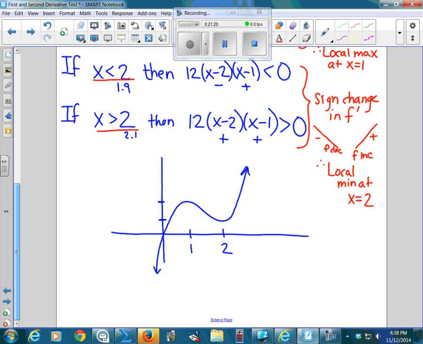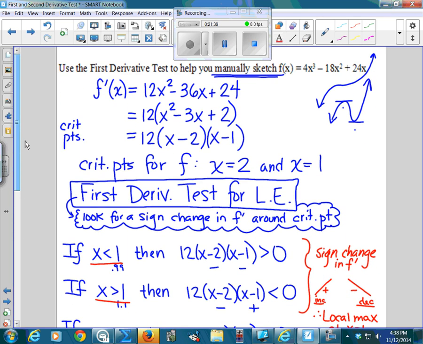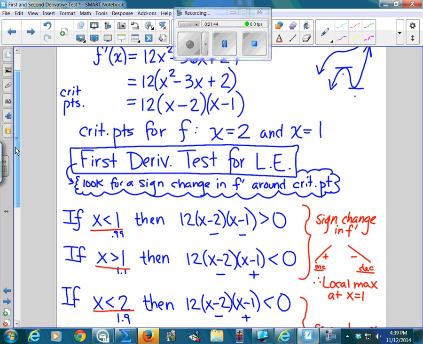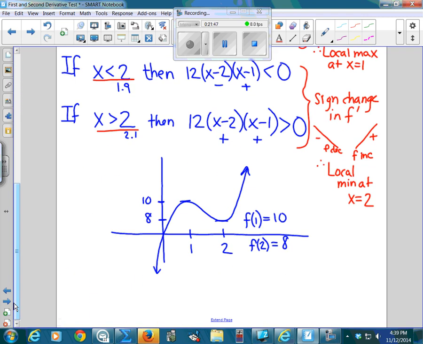Excuse me, at 1 it's 10. And at 2 it is 8. You can just take f of 1 and f of 2 and plug it in. F of 1, just checking. Negative 14. Yep. So that's the first derivative test for local extrema.